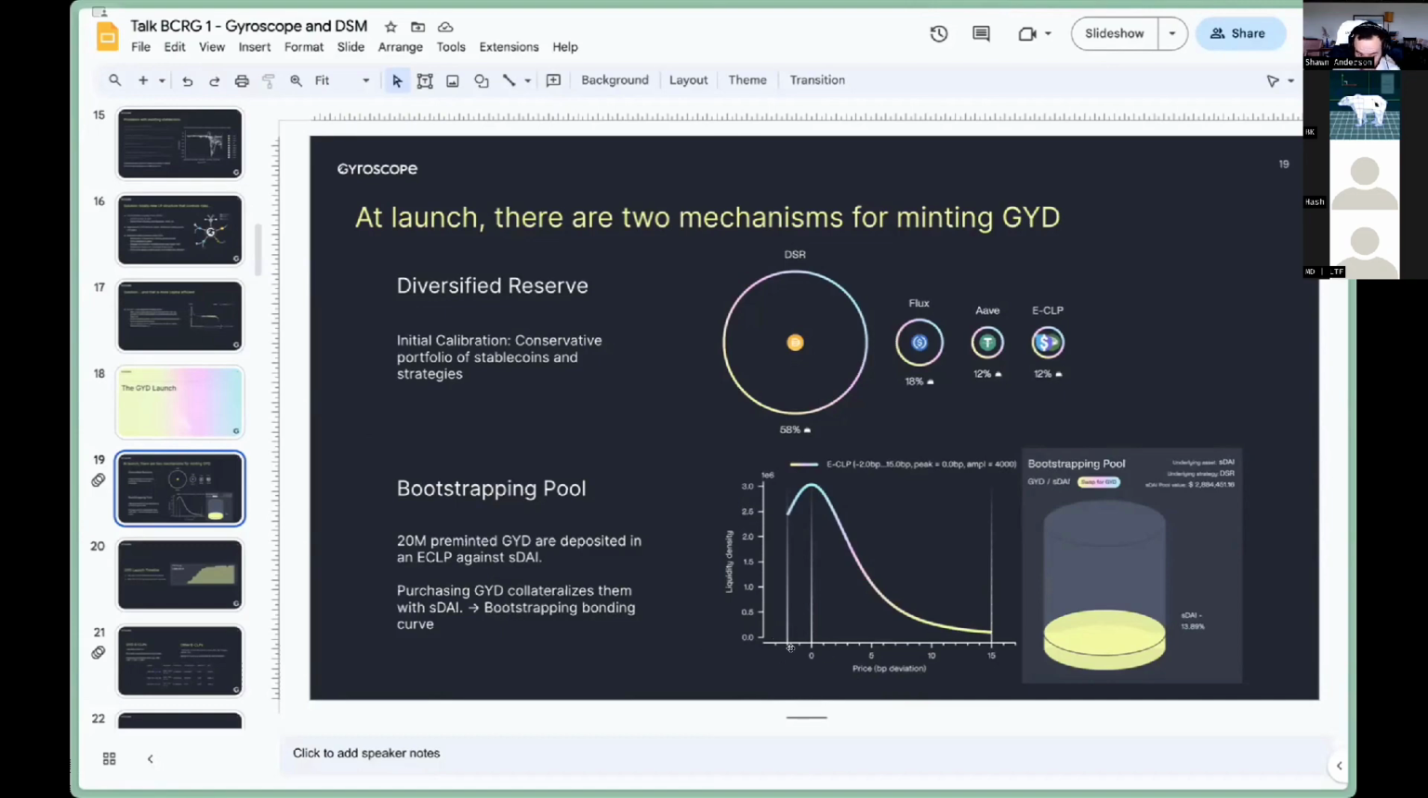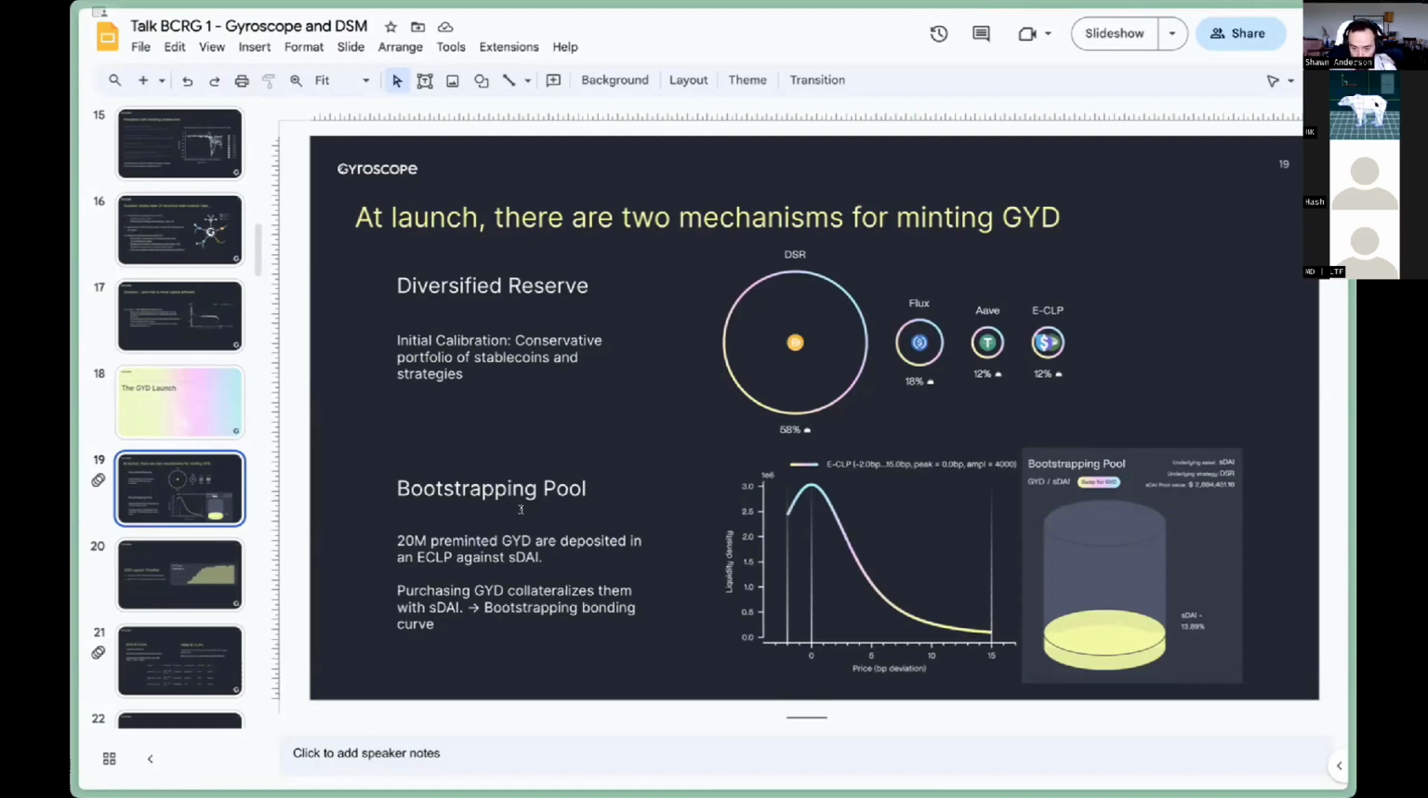Here you see the curve of liquidity, with liquidity on the y-axis and price on the x-axis, and prices in basis points from 1. So this is exactly 1-to-1. And then here we have plus 15 basis points, which is still pretty tight. The reason why we set up this bootstrapping pool is that at the start of the system, it's somewhat complicated to interact with this diversified reserve. Maybe not everyone wants to do it, and it's much easier for people if they can just go and buy GYD against some other asset. And so we created this.